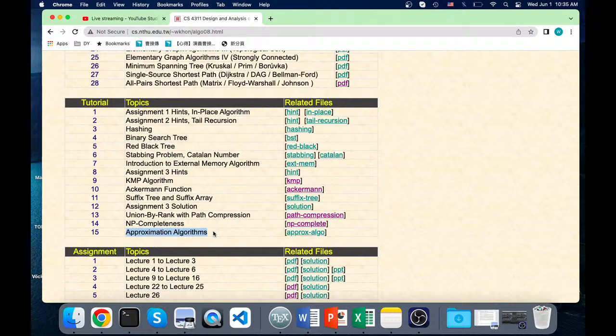This is not going to appear in your exam, but I think these are nice to know, because they usually appear in graduate school entrance exams, or if you want to apply for overseas universities like those in the US, the GRE CS exam will have these topics. So I think it's nice to know about these two, but we are not going to test you during the exam. So that's all for today.